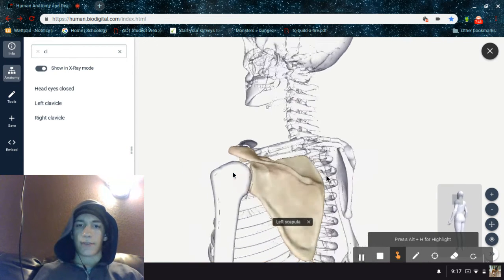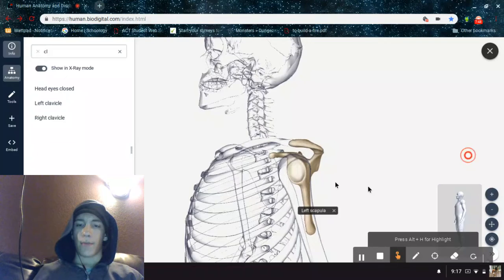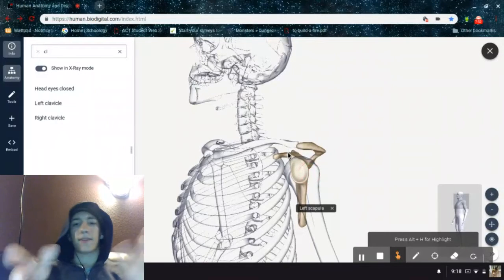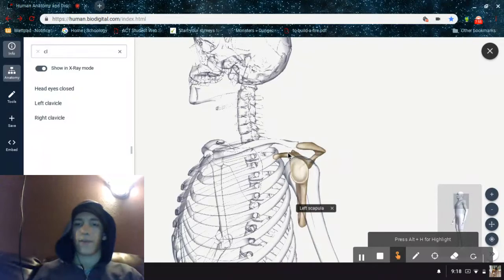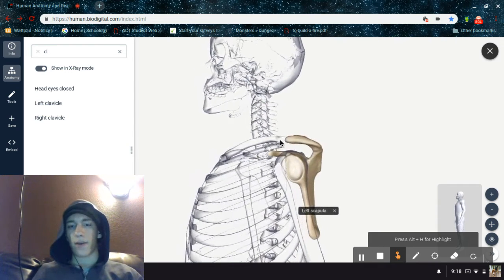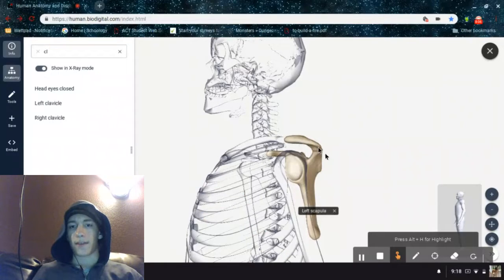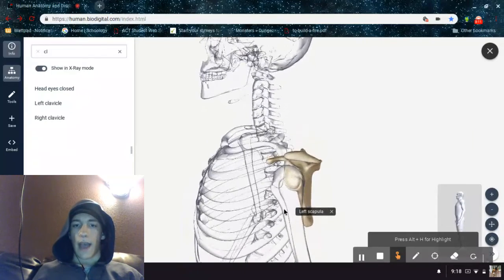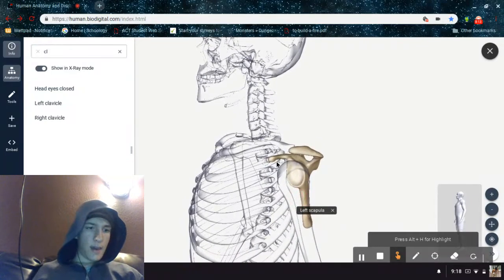Your scapula has 2 processes. If you remember from my last video, a process is just this piece of bone that sticks out of another piece of bone. This is a process, and this is a process. And this is actually a pair of processes. See how a process sticks out of another process? So we have the acromion process, the glenoid process, and the coracoid process.